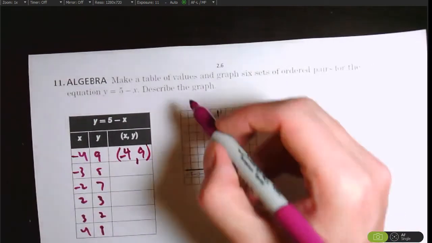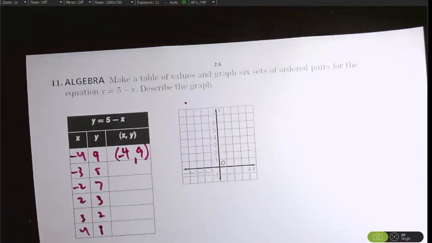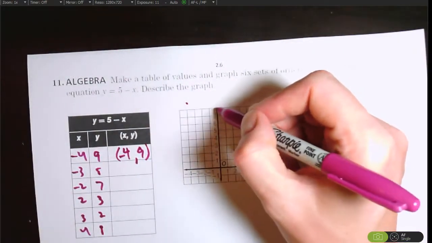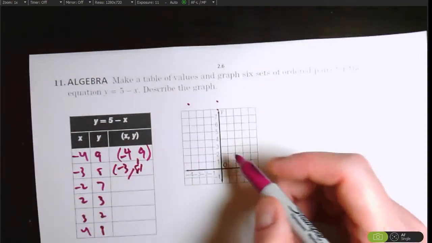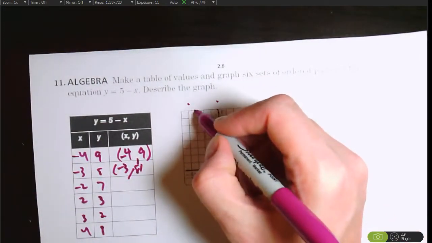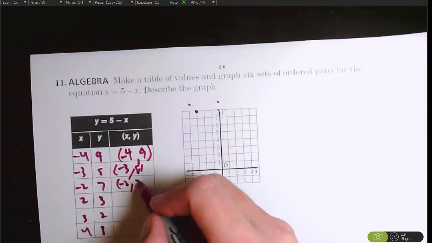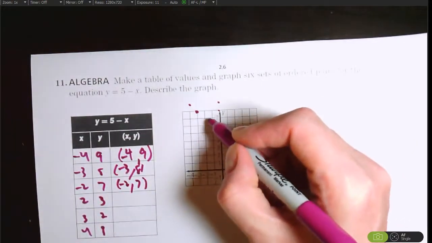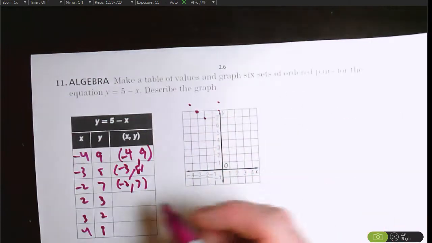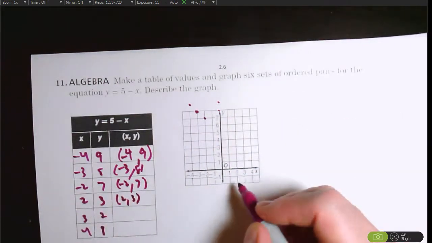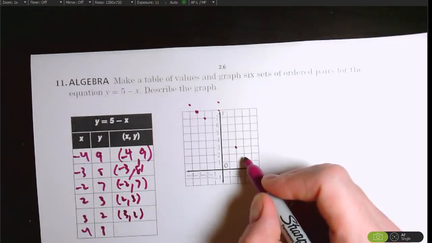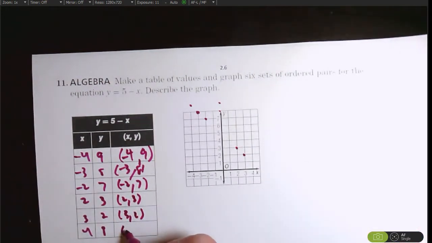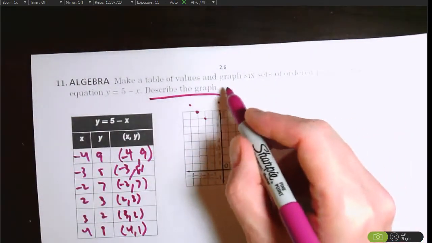It doesn't fit, but you know what? Throw it out up there. That's where it'd be about at. Here's 7, here's 8, so 9's going to be about there. -3, 8. -2, 7. 2, 3. 3, 2. And then 4, 1. Describe the graph.